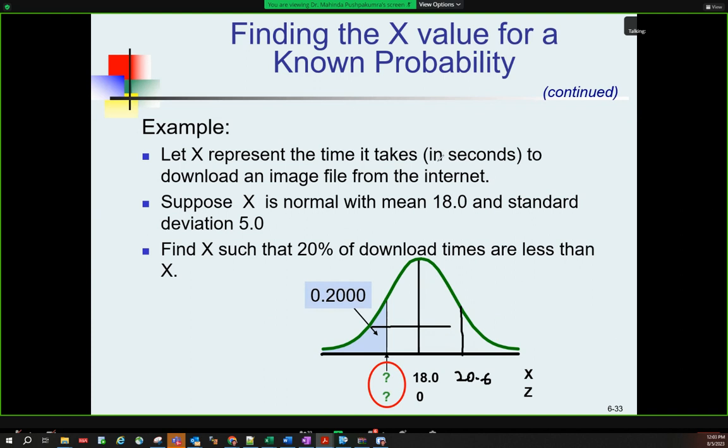Okay, then if I ask the same question in a different way, let's say find x such that 20% of download times are more than x, then what is the answer? What is the value of x? If 20% of download times are more than x, what is the value of x? Try to find the answer.